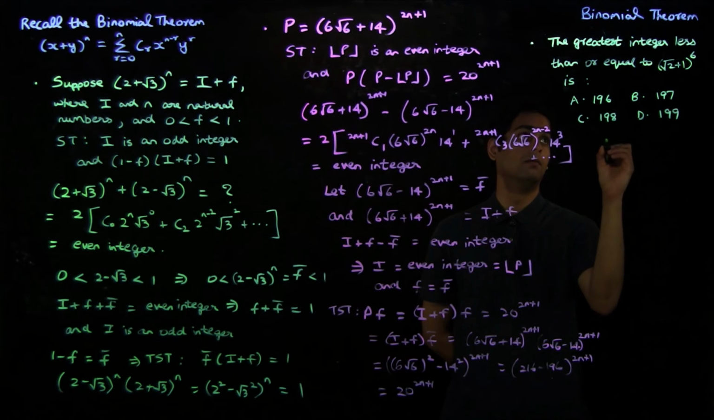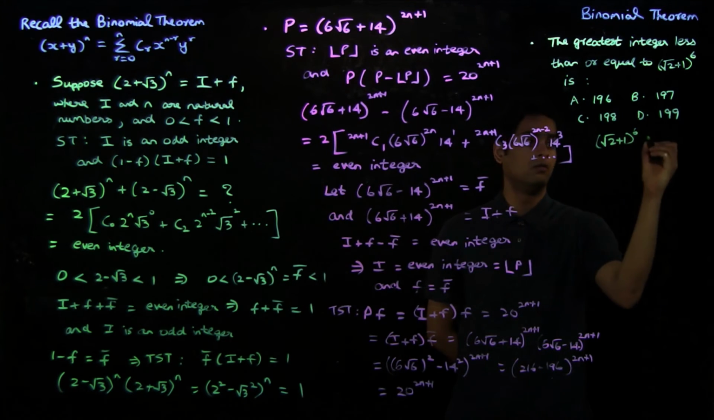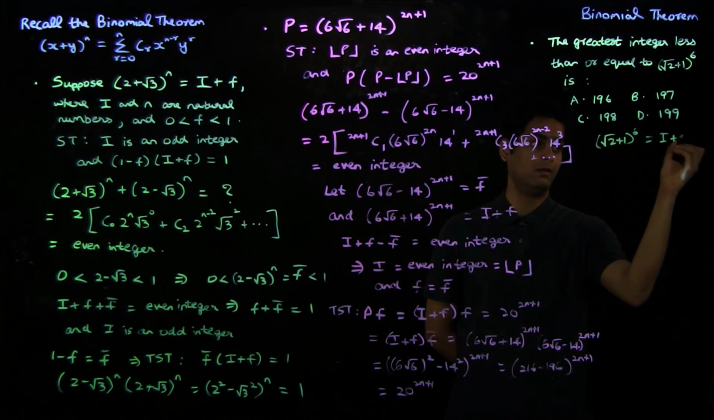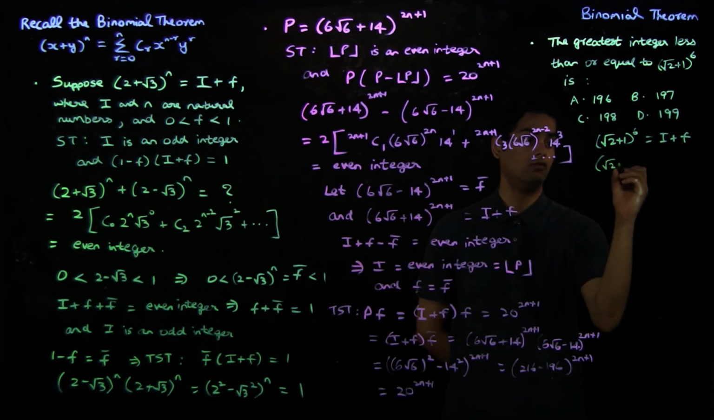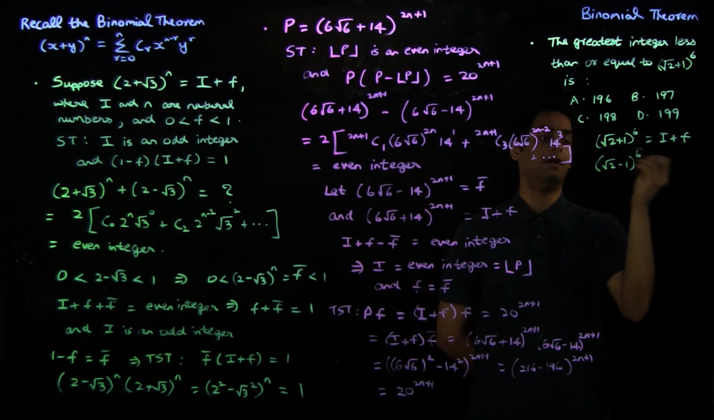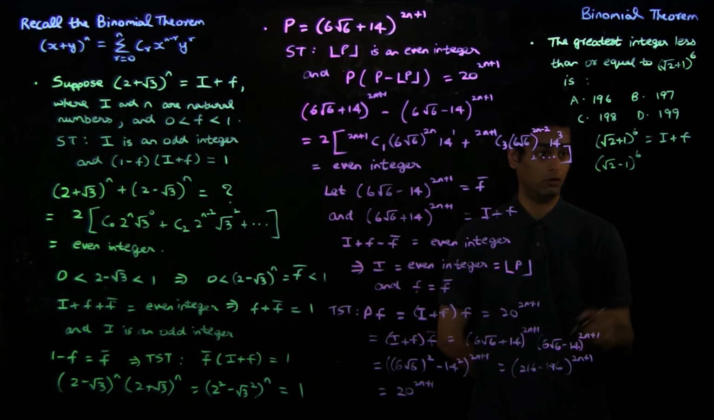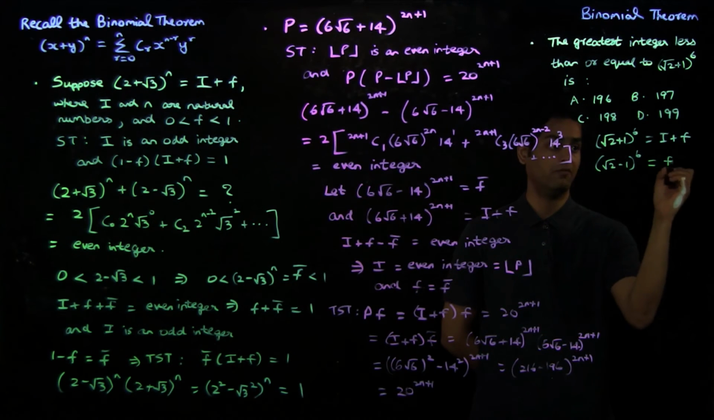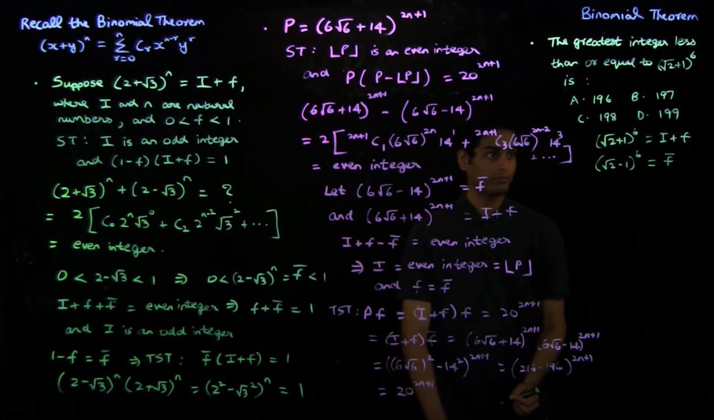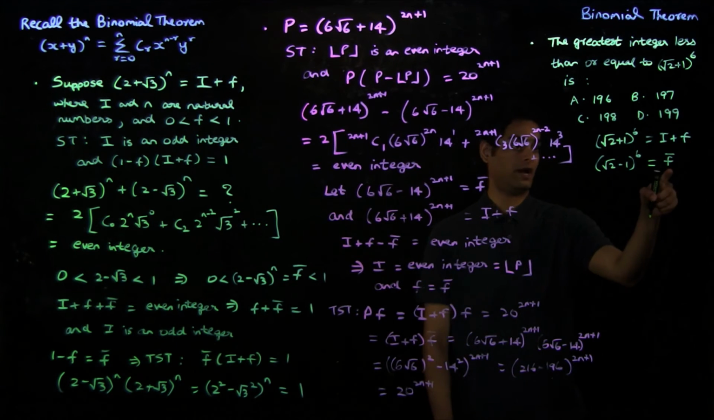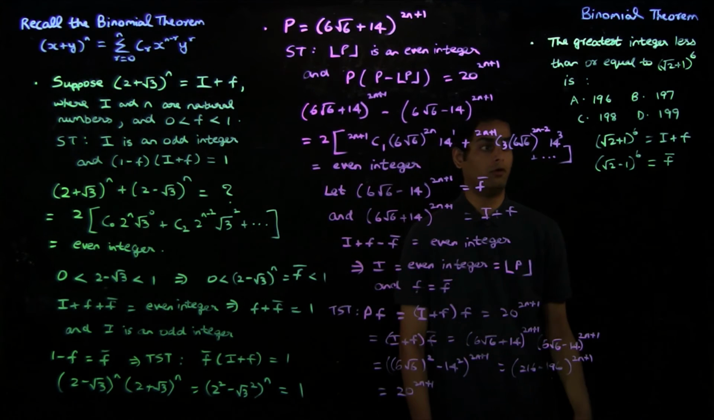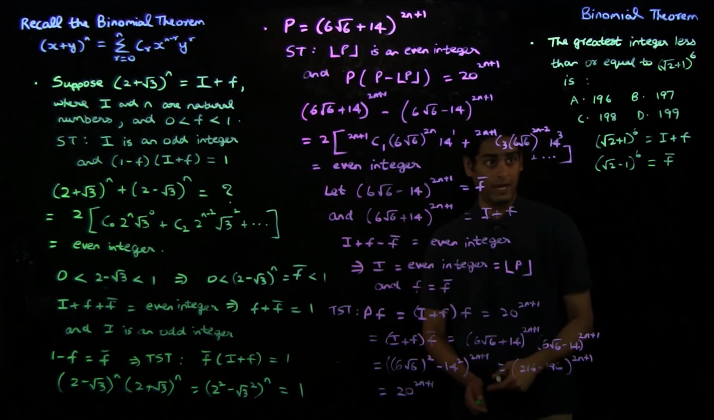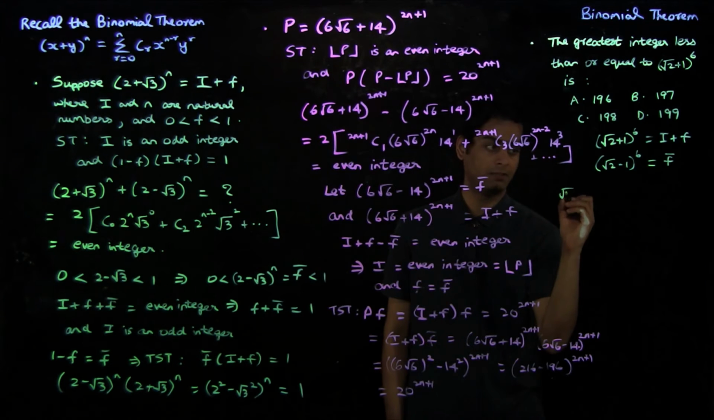So once again, let's call square root of 2 plus 1 to the whole power 6 to be an integral part plus a fractional part. And we're going to look at square root of 2 minus 1 to the whole power 6. And once again, square root of 2 minus 1 is between 0 and 1, and so we can call this a fractional part f bar. So this is a fraction between 0 and 1. Since we only want the even powers of square root of 2 to survive, we're going to add these two expressions.